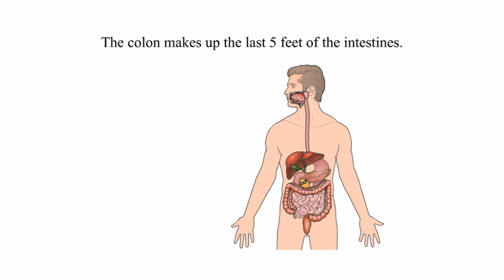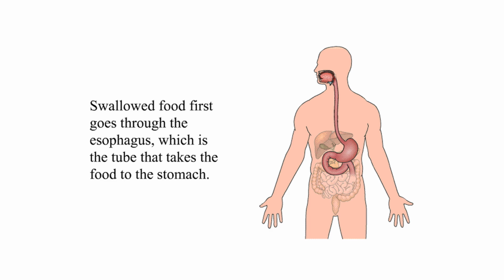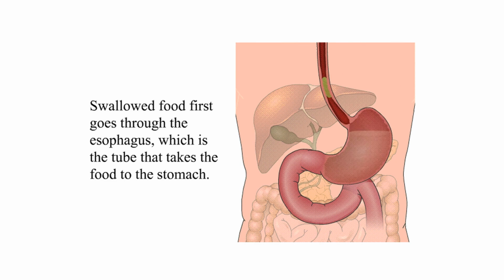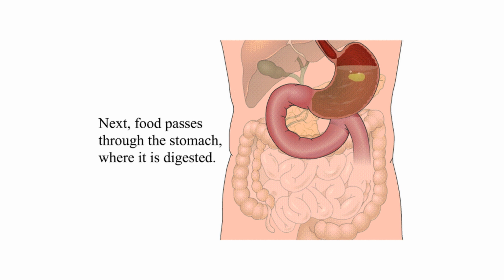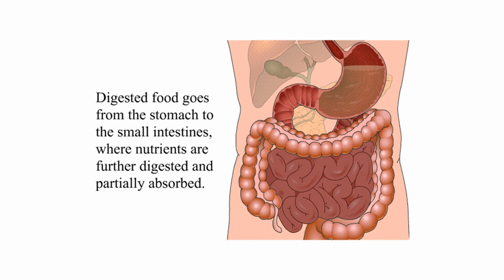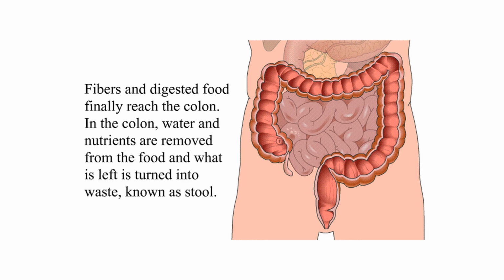Anatomy. The colon makes up the last 5 feet of the intestines. Swallowed food first goes through the esophagus, which is the tube that takes the food to the stomach. Next, food passes through the stomach, where it is digested. Digested food goes from the stomach to the small intestines, where nutrients are further digested and partially absorbed. Fibers and digested food finally reach the colon.